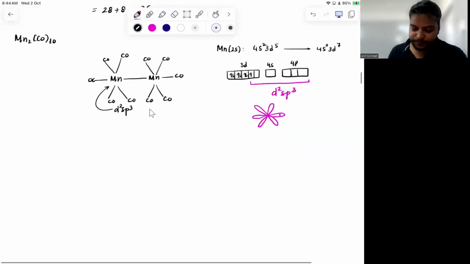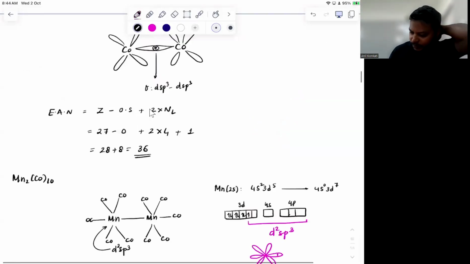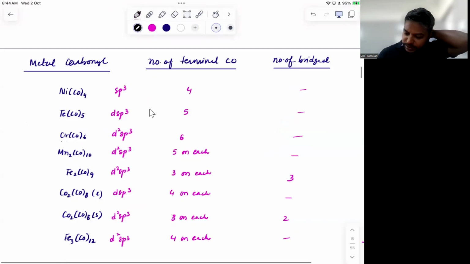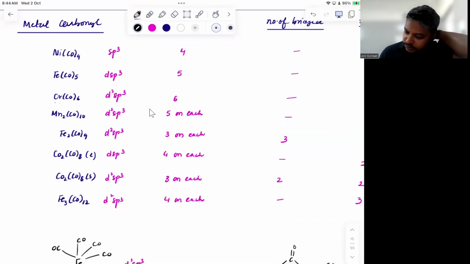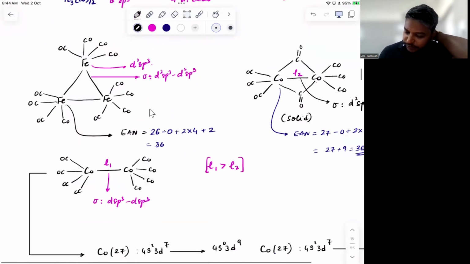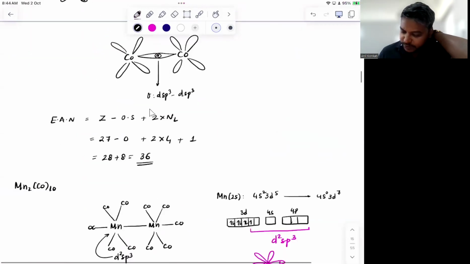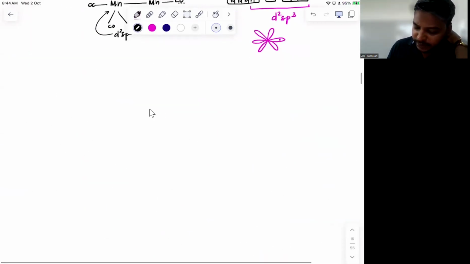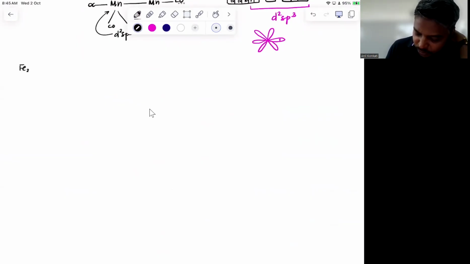Everybody clear on that? So go back to the table once again. Check if everything is correctly sorted. Oh, we forgot to write one more structure, I guess. Which one? Iron. Let us write that iron structure also. Fe2(CO)9.